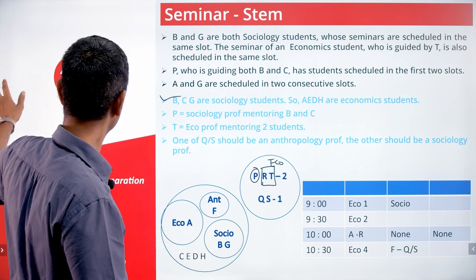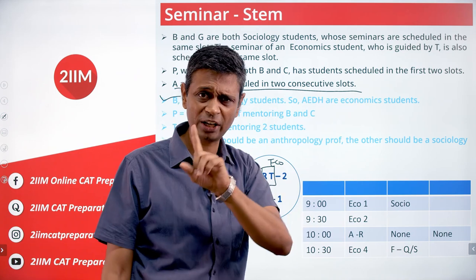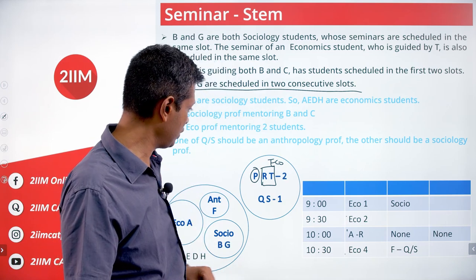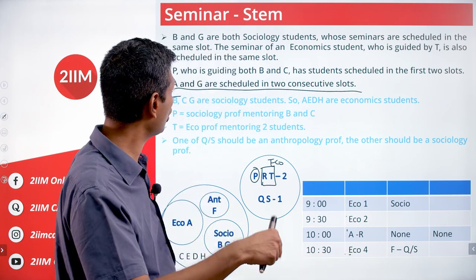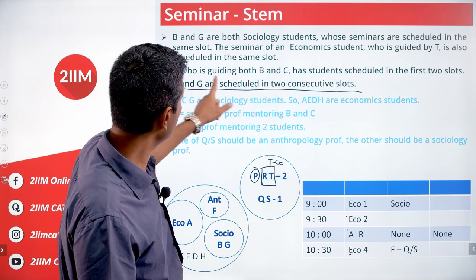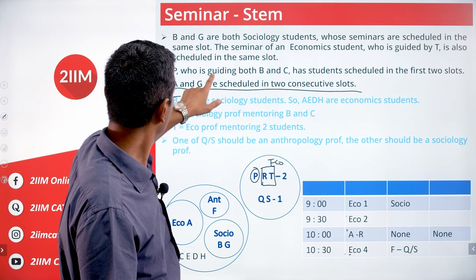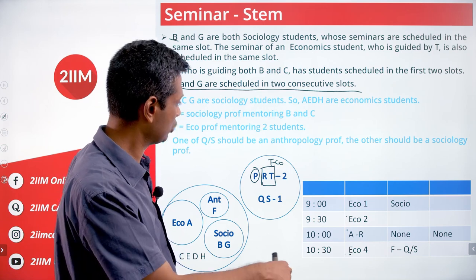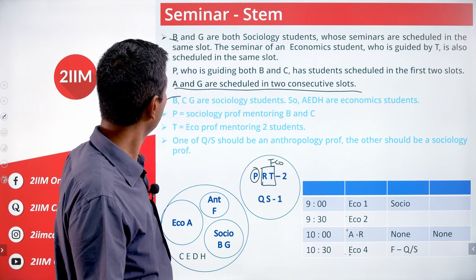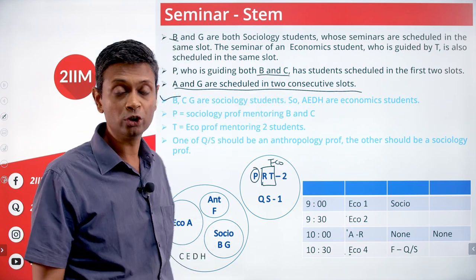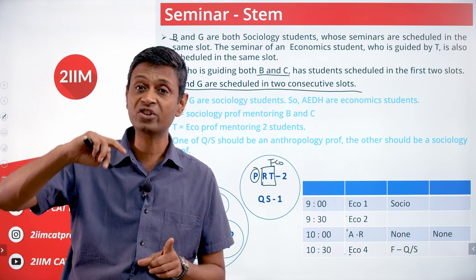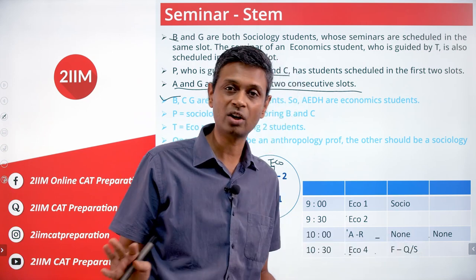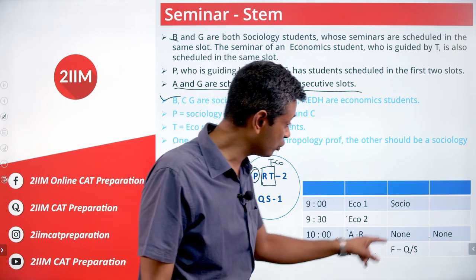Now, key point here: A and G are scheduled in two consecutive slots. This is very crucial, because if A is here, G should be here or here. B and G are sociology students whose seminars are scheduled in the same slot. B and C are guided by P, so if B and G go in the same slot, C should be in the adjacent slot because the professor will come at the same time. So if this were G, then B and C would have to be here. That's not possible.